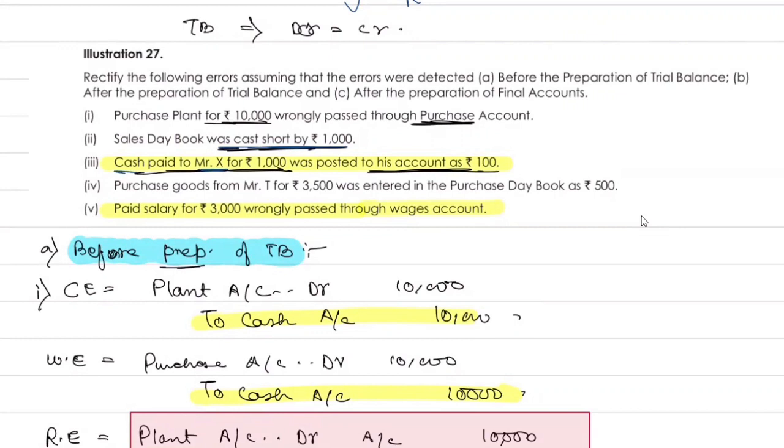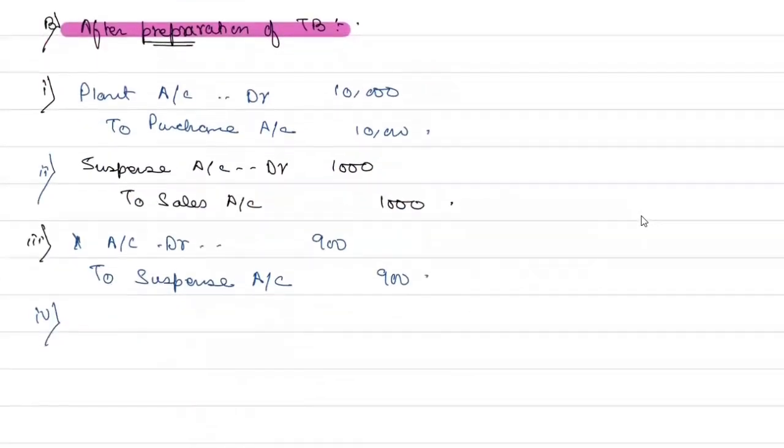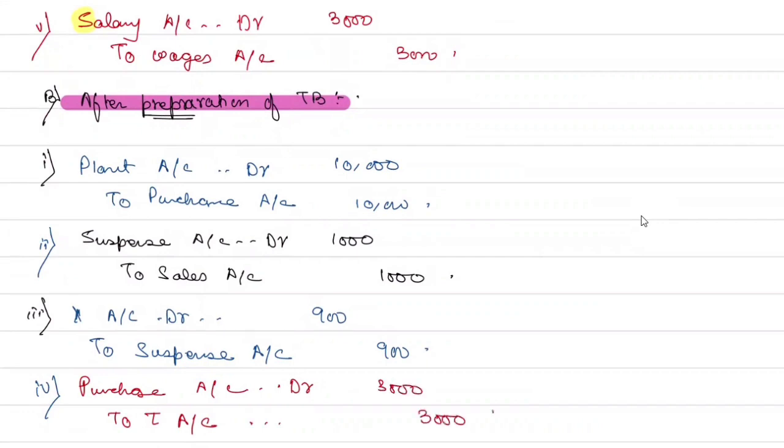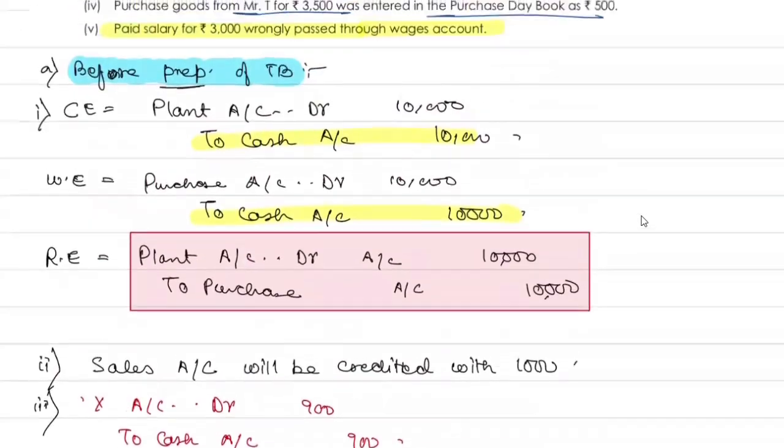ठीक है. Now, purchase goods from Mr. T for 3,500 was entered in the purchase day book as 500. See, both accounts can be classified over here. So what we'll do, we'll simply pass the same entry that we passed over here. Purchase account debit to T account, 3,000, 3,000.